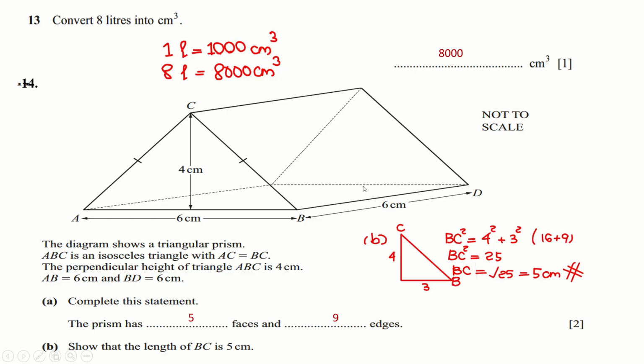So we're going to solve this using the Pythagoras theorem. BC squared is equal to 4 squared plus 3 squared. We calculate to get 25. The square root of 25 is 5 centimeters.